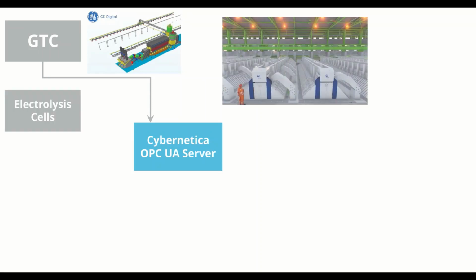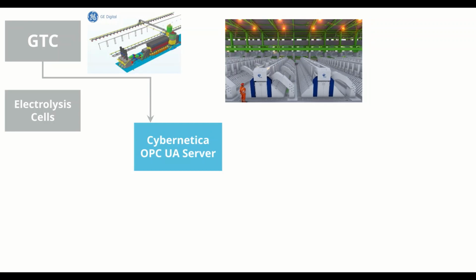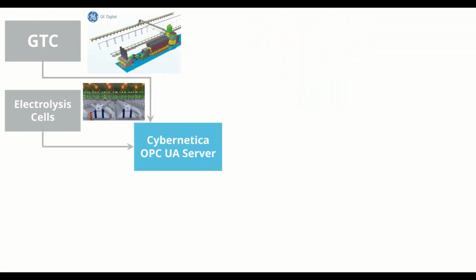The electrolysis cells are located in the pot room of the aluminum production plant. Because the fumes to be cleaned originate in the cells, data from the pot room is also passed to the server for use by the digital twin. Alumina is the raw material used to produce aluminum and is used by the GTC in high quantities to clean the fumes.